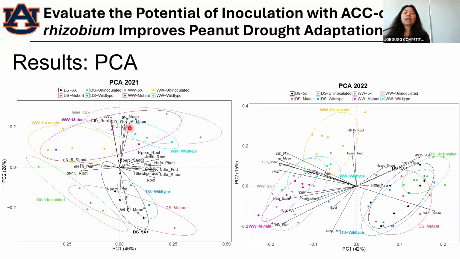In terms of the correlation, we see that the biomass for root, shoot, and pod, nitrogen percentage, and nitrogen derived from the air are highly positively correlated with each other. The delta nitrogen 15 is negatively correlated with them because a lower delta nitrogen 15 value means the plant is doing more biological nitrogen fixation. That's why it's negatively correlated with the nitrogen parameters. We can also see that photosynthesis, stomatal conductance, carbon isotope discrimination, and leaf water content are positively correlated with each other, and we're seeing that in both years.